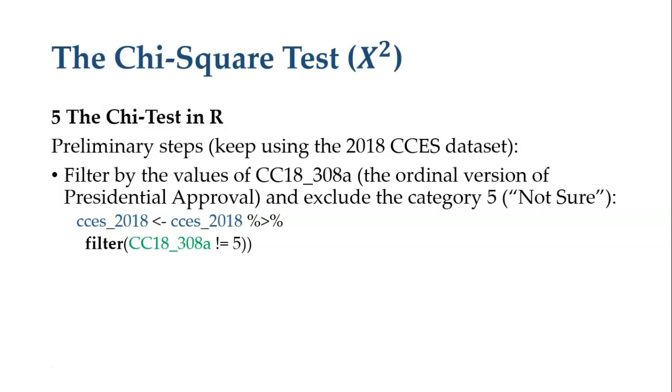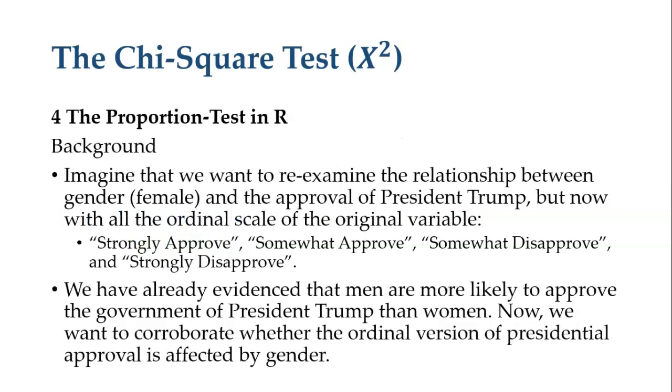Okay, how do we conduct this chi-square test in R? So we're gonna keep using the CCS dataset, and we're gonna prepare an ordinal version of presidential approval. In this ordinal version, the only thing that we're gonna do is exclude the category 5 because it's not sure, so I don't want to have that category because it's not meaningful. And imagine that we want to re-examine the relationship between gender and approval of President Trump, but we're going to use all the categories of this variable instead of just one or two. Okay?